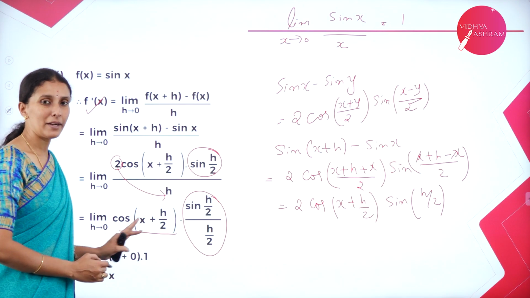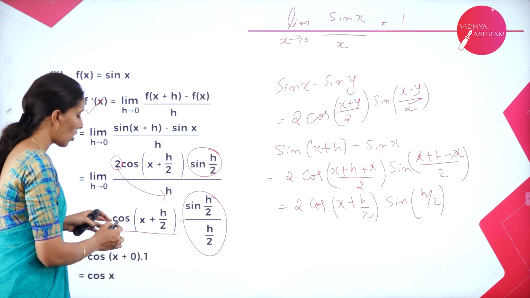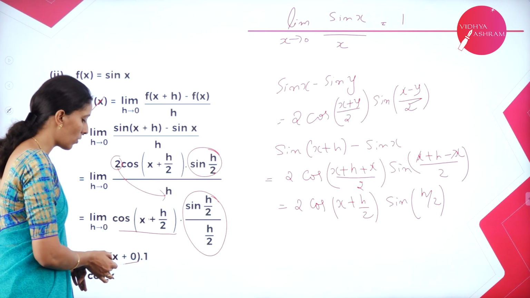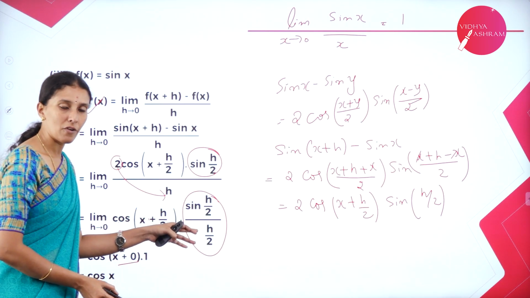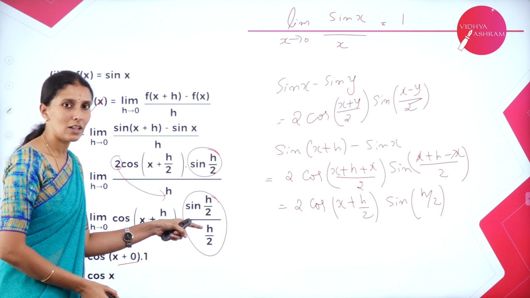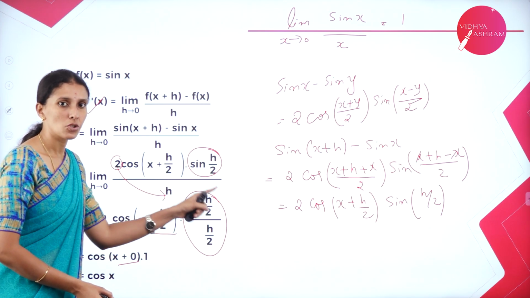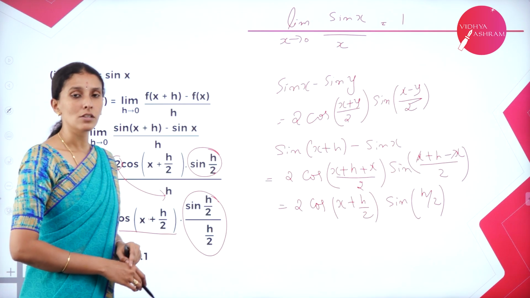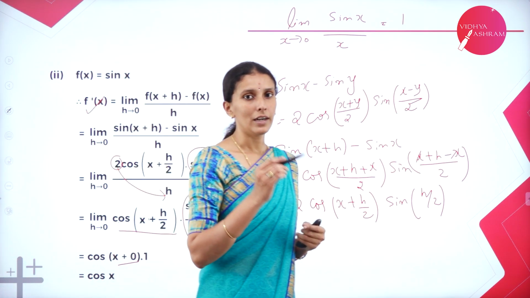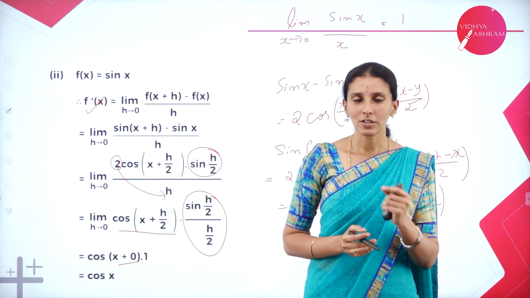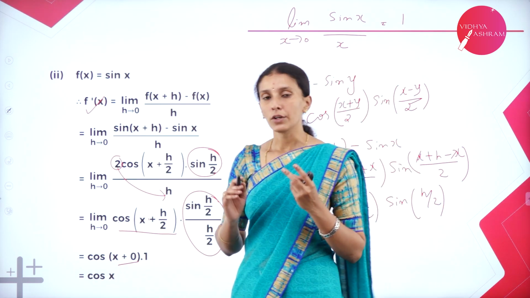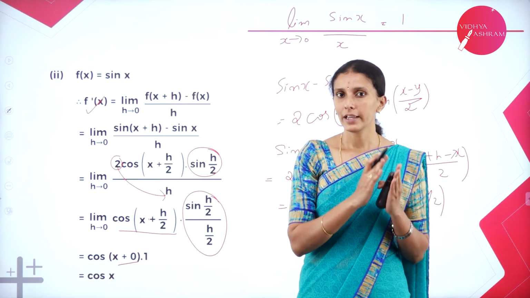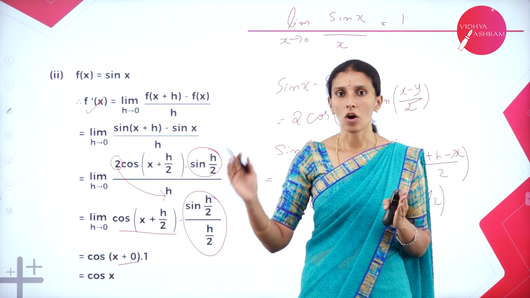When you apply the limit as h is equal to 0, cos x plus 0 by 2, which is 0 here. And when you apply limit for this function, since this is in the form of sin x by x, its value is equal to 1. So therefore, the value is cos x. Therefore, the derivative of the sin x function is cos x. So this is using the first principal derivative. So the derivative of sin x is cos x.